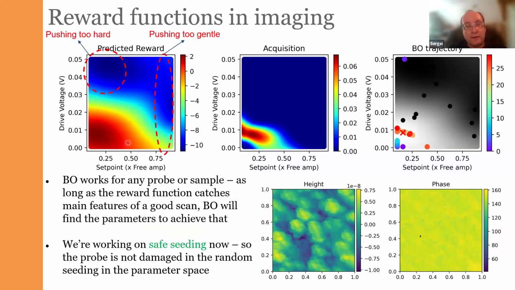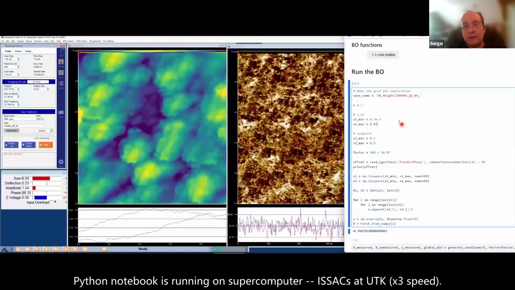Then we can explore our parameter space. We create our predicted reward function and our acquisition function. This is the typical way optimization works. So we started with some initial seed values in our parameter space. Then the microscope worked for several iterations, and then it discovered the optimum inside the parameter space of the microscope optimization. So this shows the optimization for the 2D case.